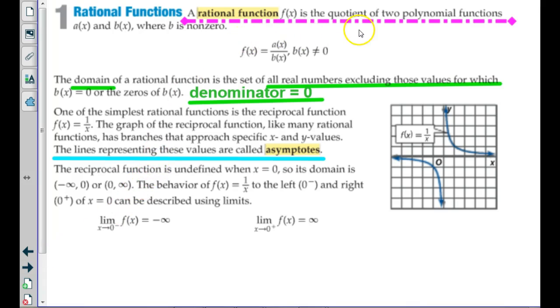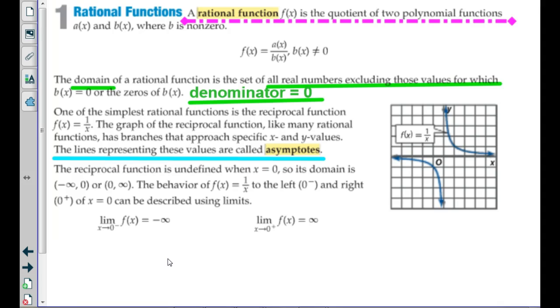So a rational function is just a quotient of two polynomial functions. So you put a polynomial function on top of another polynomial function, and you get this messy rational function idea. The domain, as always, is all real numbers except those that make the denominator equal to 0. Now, today we're going to find out that those places that make the denominators equal to 0 are also either going to be a vertical asymptote or a hole.